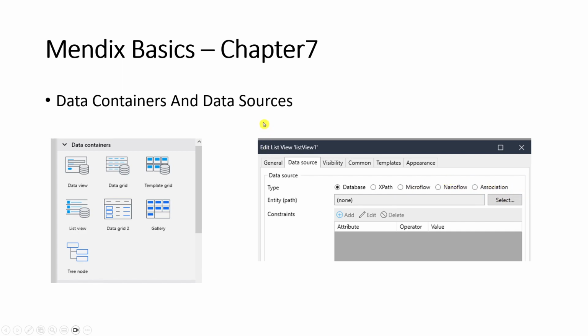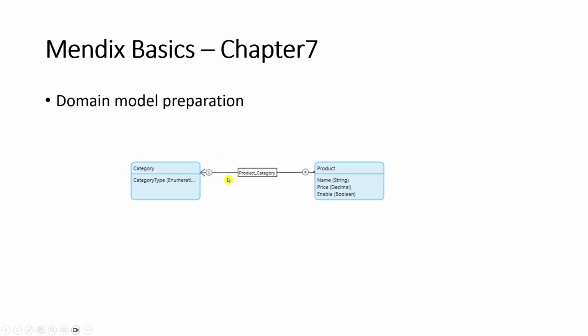In this module, we will look at all of these topics. And also, to do this, we will prepare a basic domain model. In this domain model, we have the category entity with the category type. It's an enumeration. The category type could be food, beverage, like this. And we have products, which is related with the category. So each category has different types of products. Products has name and price, and an enable attribute, which says whether it is enabled in the market or not.